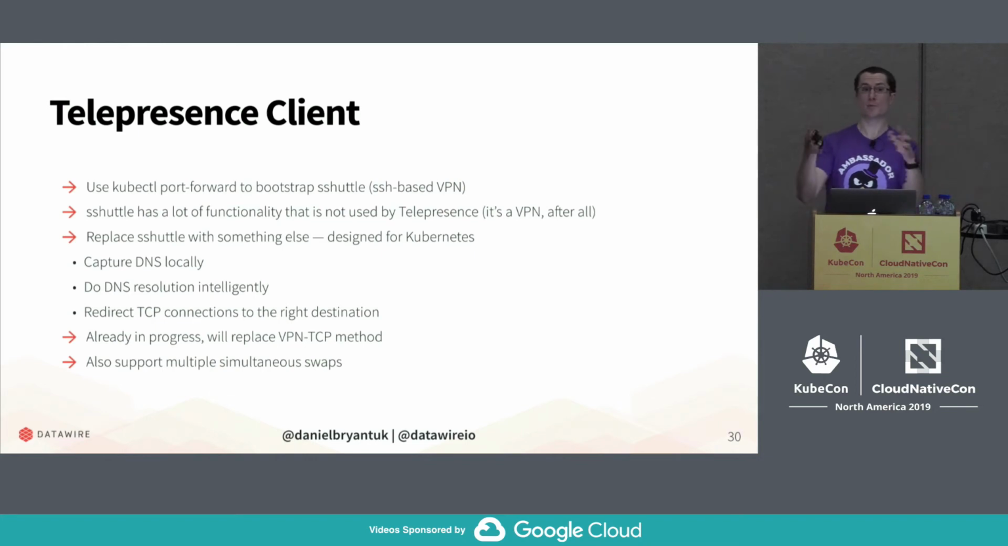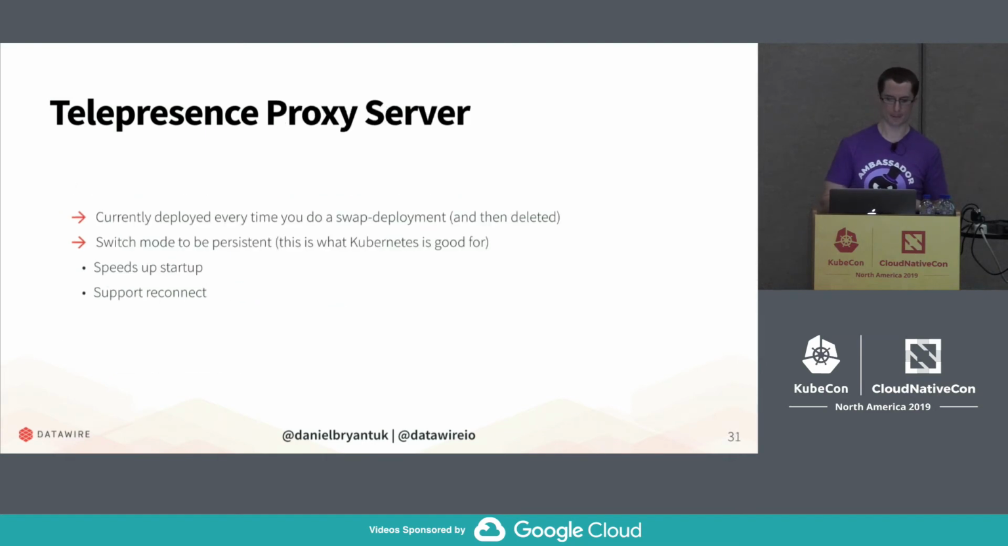Now, it's a VPN, so it's pretty heavyweight. We don't need all that functionality in there. So we're looking at using something else in the client, something a bit more lightweight. Capture DNS locally, do your DNS resolution intelligently, and redirect comms, but without the full function of a VPN. It's already in progress, so stay tuned. I think Abe will talk about this more in his session this afternoon. We're doing some announcements at Datawire later in the year, December 10th, so stay tuned for some of that stuff as well. And we're also looking at things like multiple simultaneous swaps, which is very interesting.